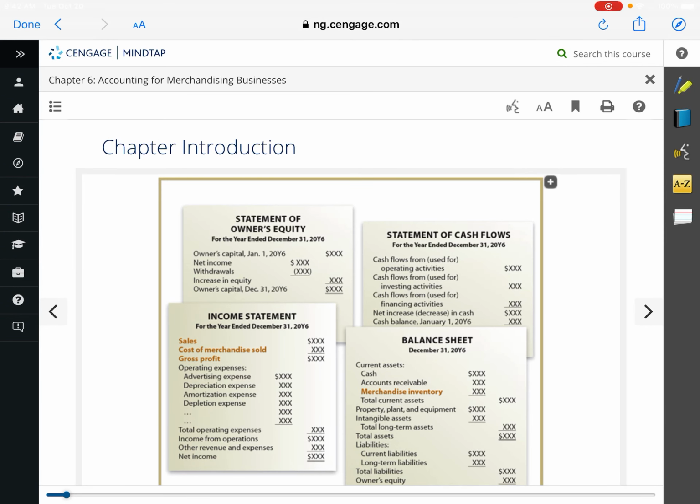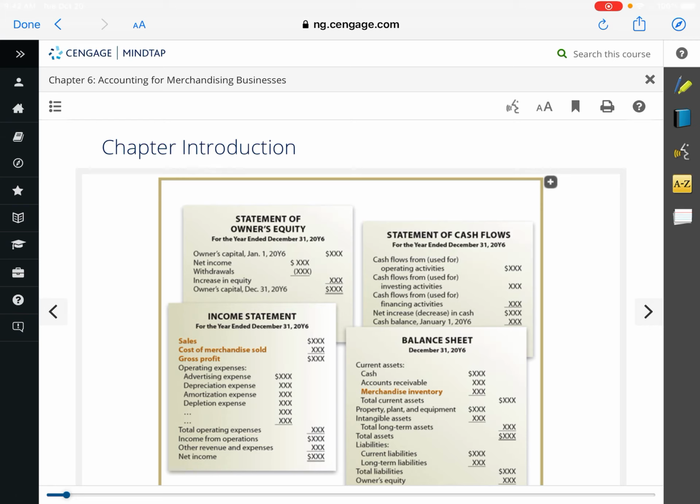Okay. So for the first 4 chapters of this semester, we've looked at service industries. Okay? You go out, you perform a service, you cut someone's grass. It is considered fees earned. So we have gone and we performed a service. When we get paid in revenue, it's fees earned.